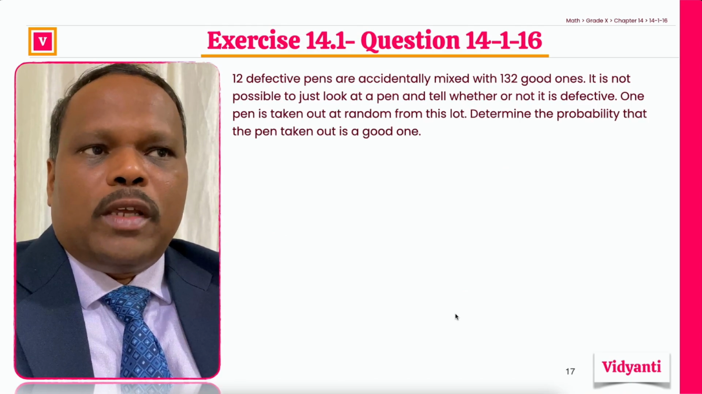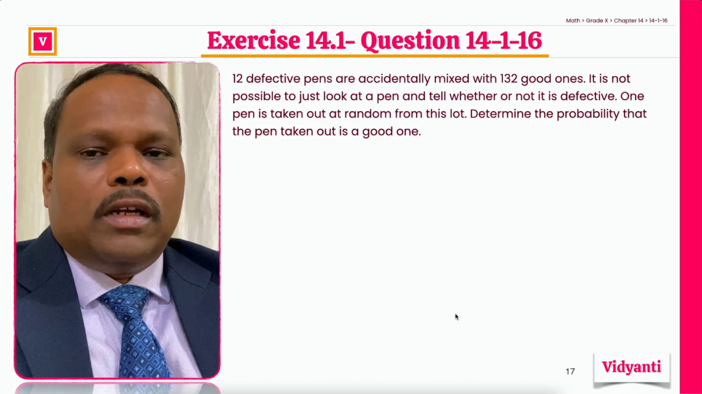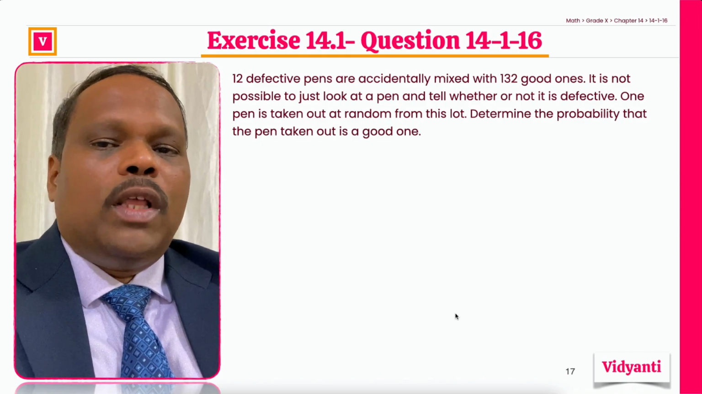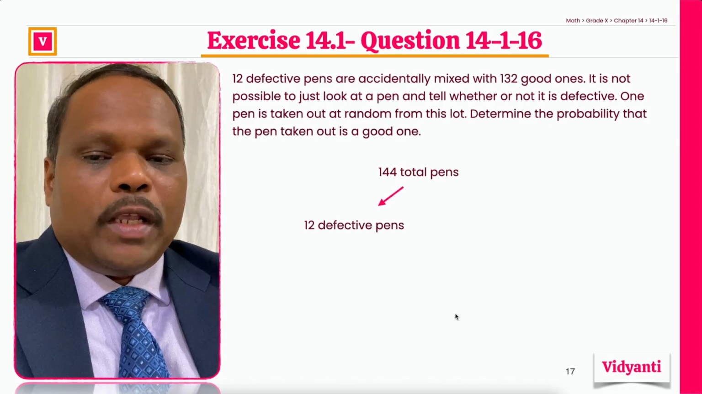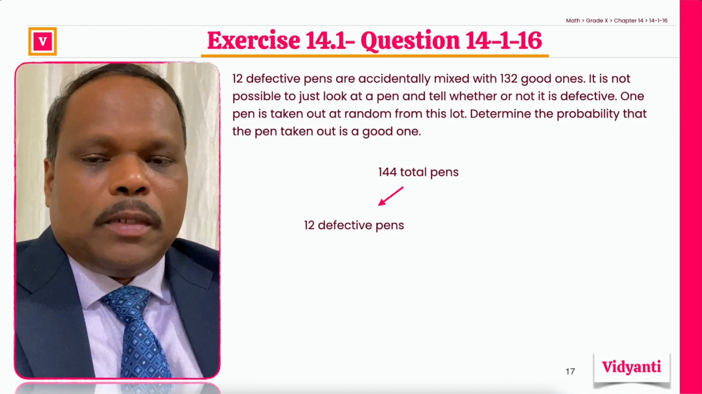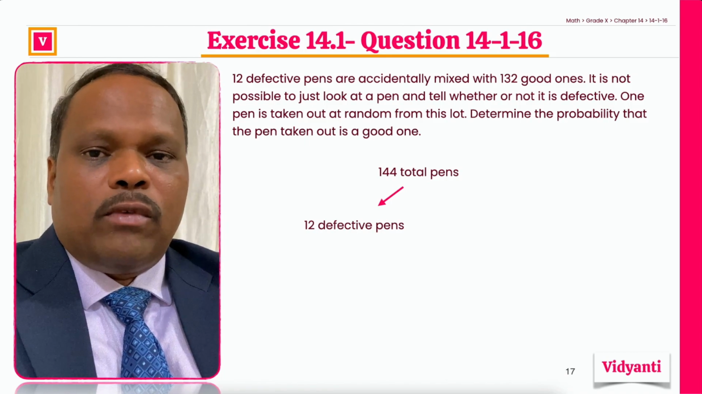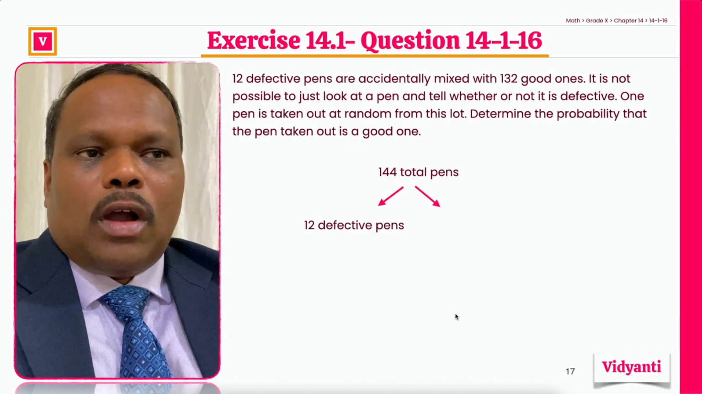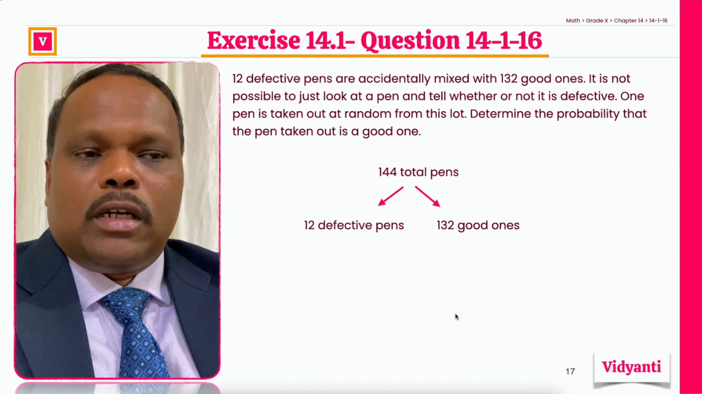12 defective pens are accidentally mixed with 132 good ones. Now altogether there will be 12 which are bad, defective, and 132 good. So altogether there will be 144 pens. So your sample space, the set of all possibilities, all ways of selecting everything, is 144, that will go into the denominator. Now out of 144, 12 are bad and 132 are good.